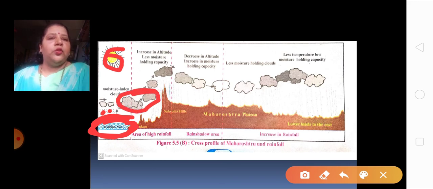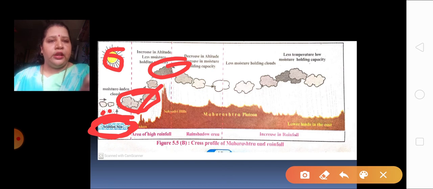The clouds are going upwards, and here you can see the black colored clouds. These are the clouds which are going to give rain. So the windward side of the Sahyadri gets heavy rainfall. That is the Konkan area, and the windward side of the Sahyadris will get more rainfall.